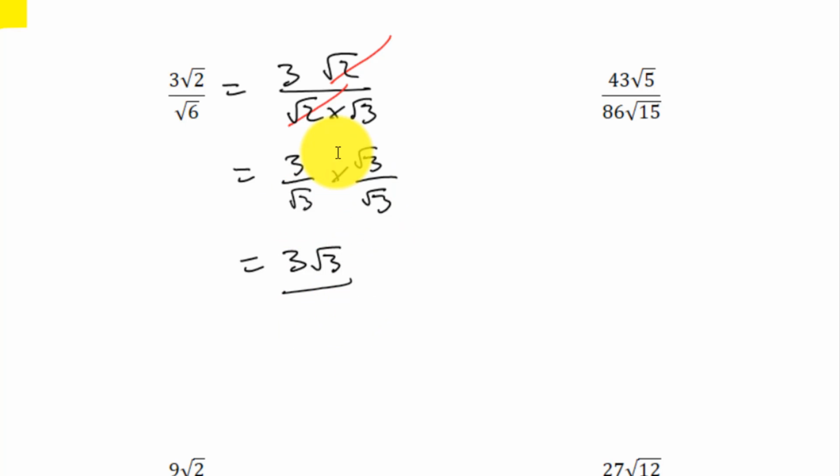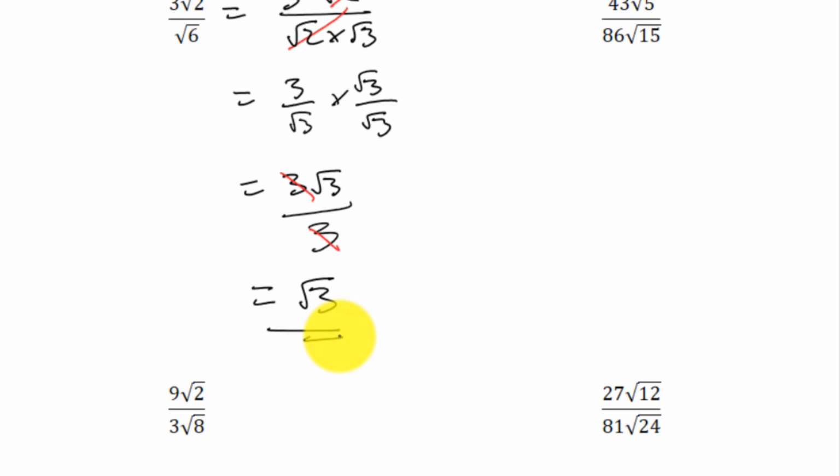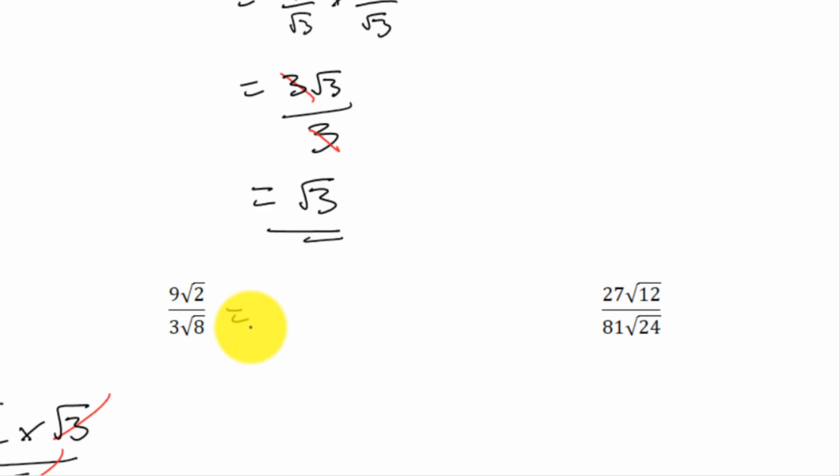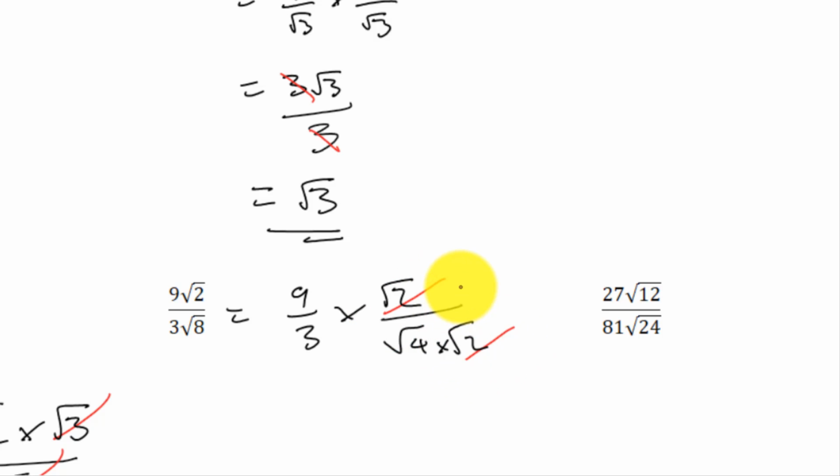Root 3 times root 3 is just 3. And we can see we can cancel these two out, and our final answer is the square root of 3. Doing this one, we've got 9 over 3 times the square root of 2 over the square root of 8, where the square root of 8 is the same as the square root of 4 times the square root of 2. Now we can cancel down the square root of 2 just to leave 1 on the top, and we've just got the root 4 on the bottom.